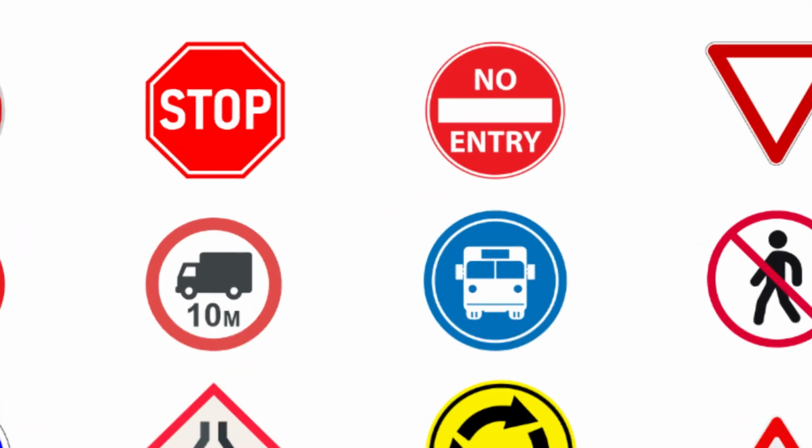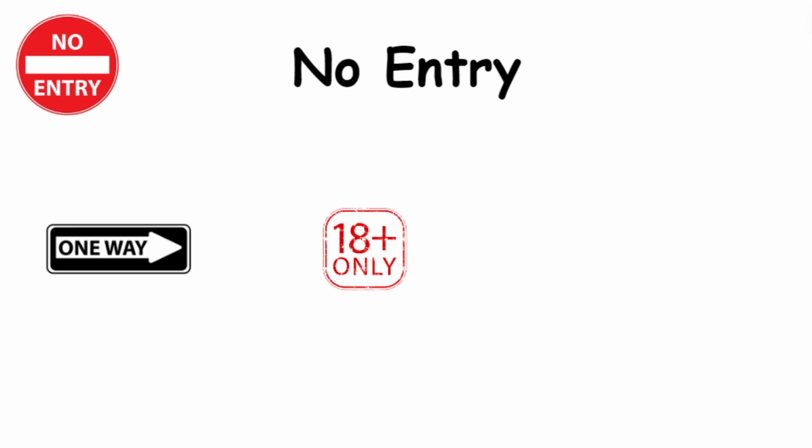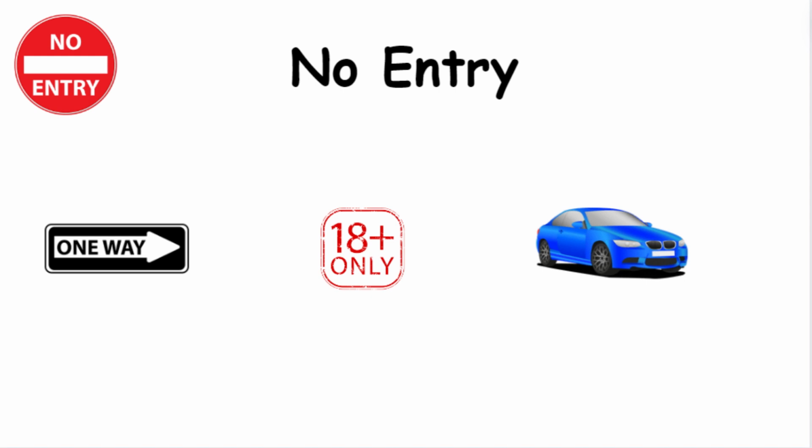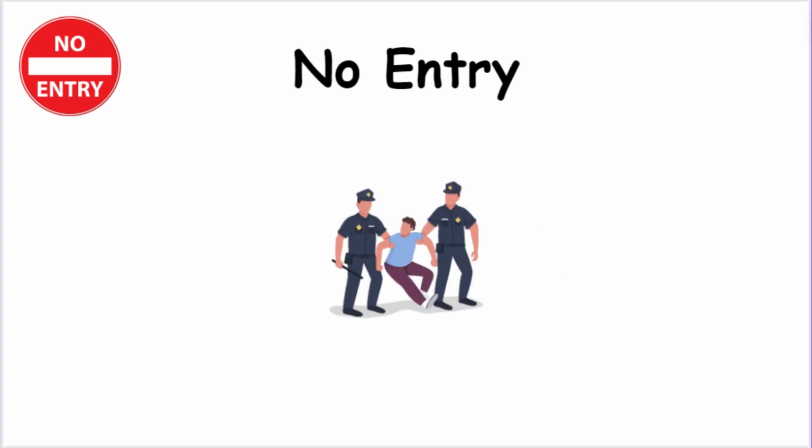The no entry sign is a circular traffic sign with a red background and a white horizontal bar across it, indicating entry into the marked area is prohibited. This sign is often used to designate one-way streets or restricted access zones, preventing vehicles from entering against the flow of traffic or accessing restricted areas. Ignoring the no entry sign can lead to traffic violations, accidents, and endangerment of pedestrians and other road users.